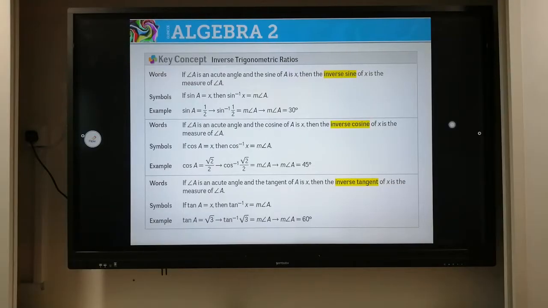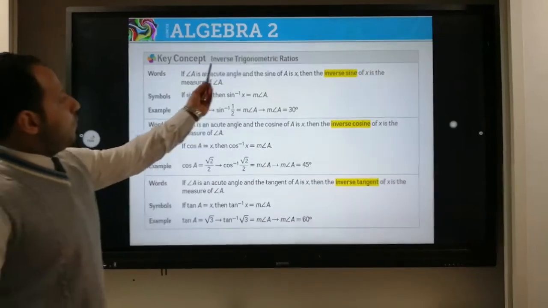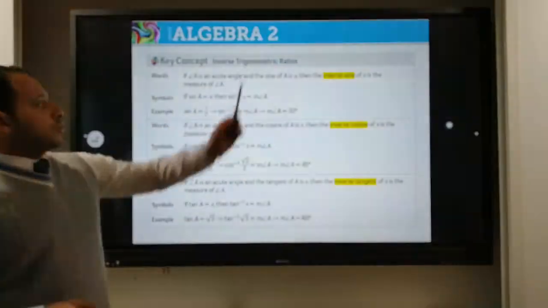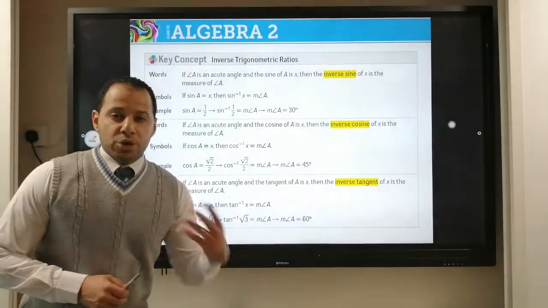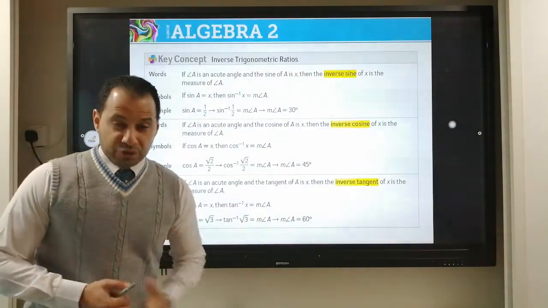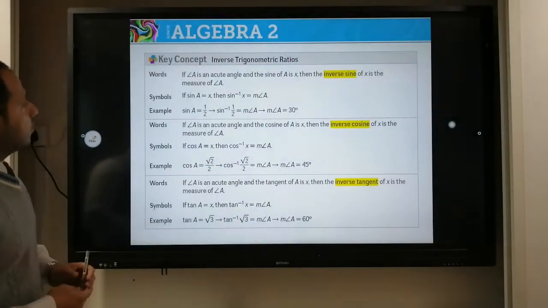Let's start our lesson with the first item, which is how to find an angle measure by using the concept of the inverse trig ratios. The inverse trig ratios are a method to find the measure of an angle by using one of the trig ratios. Let's start with the first.